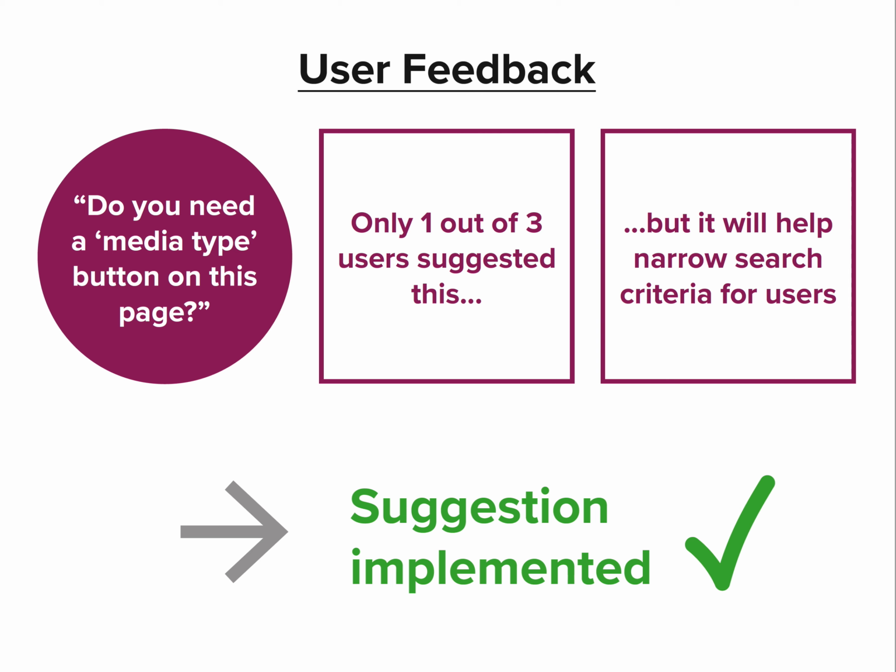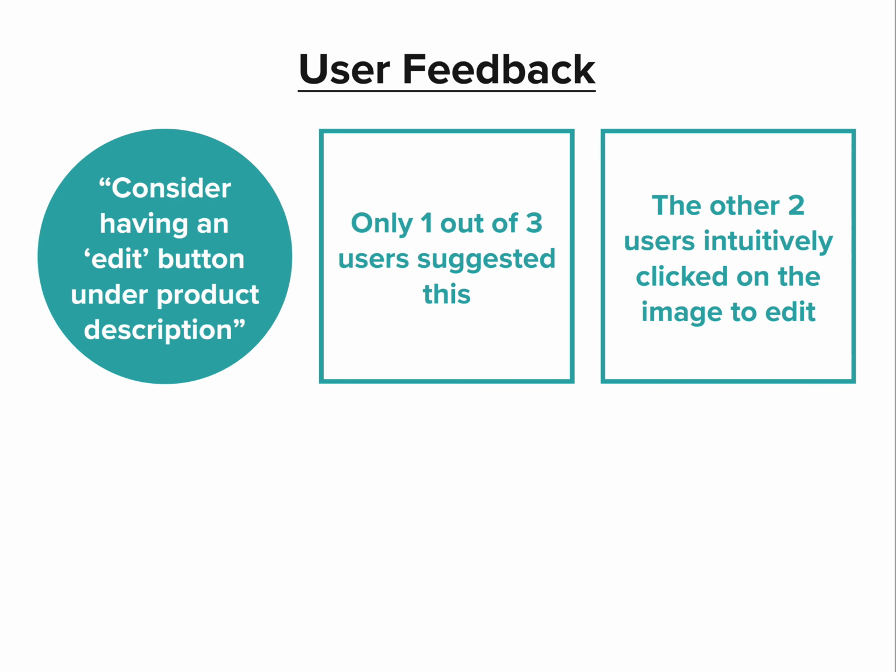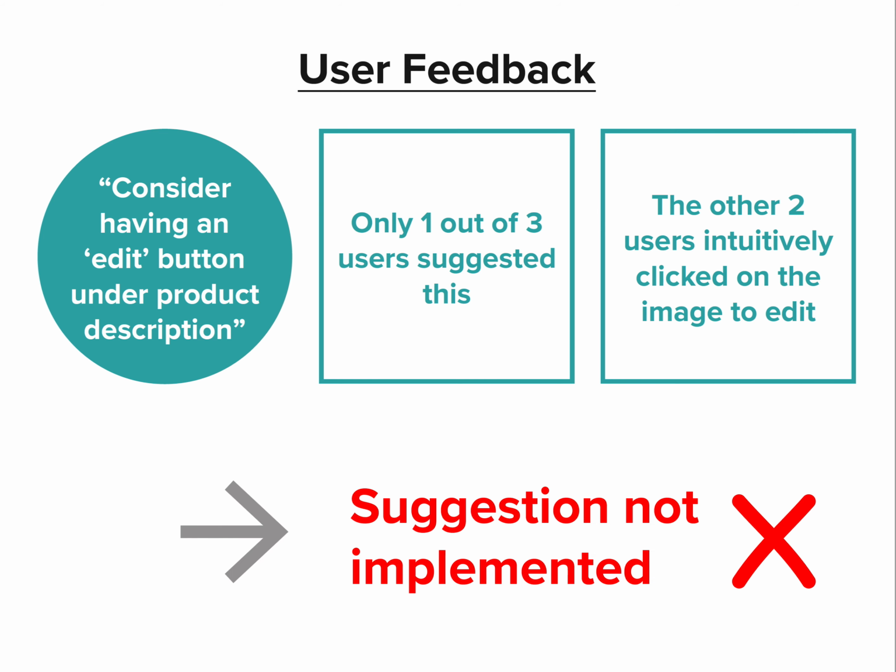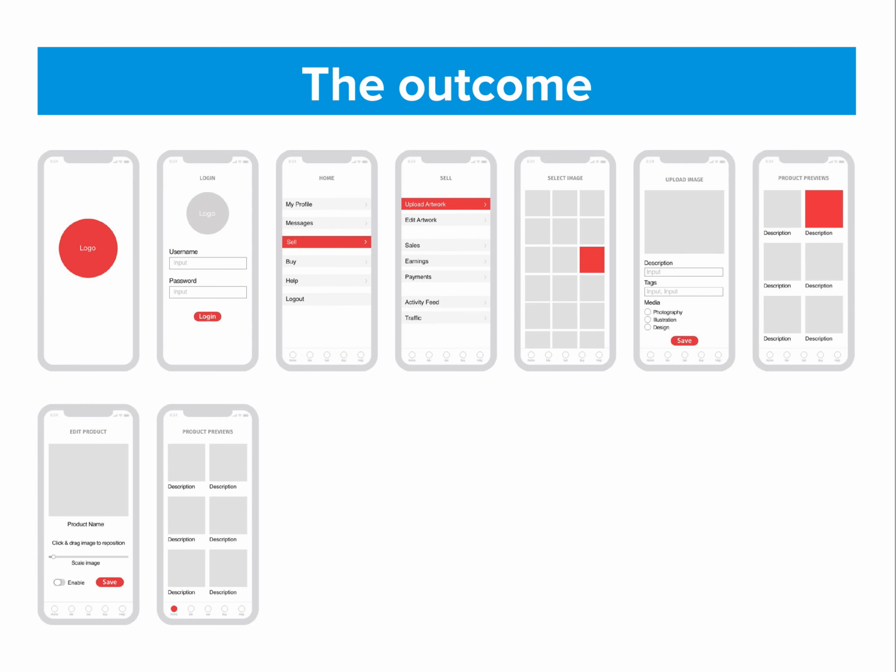The second suggestion was to consider having an edit button under the product description. As only 1 out of 3 users suggested this and the other 2 intuitively clicked on the image to edit it, this recommendation was not implemented. The outcome of all the research, testing, user feedback and synthesis was to create a clickable prototype for the seller portal, specifically focusing on uploading artwork.